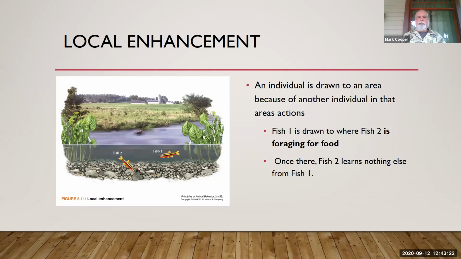Here we have a couple of guppies, and they are in the water. And you can see fish one is drawn to where fish two is. It's watching it. It's eating. So it's like, oh, maybe there's food over there. So fish one is drawn over there to be with fish two. And then it learns nothing else. So, oh, there might be food over here. Okay, now there's food. It's not learning, oh, this is what food is. Or, oh, let me show you the food's always under these rocks. It's just that, hey, there's food over here. So that would be local enhancement.